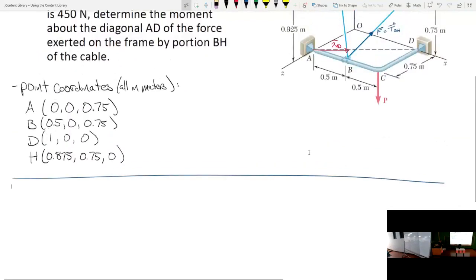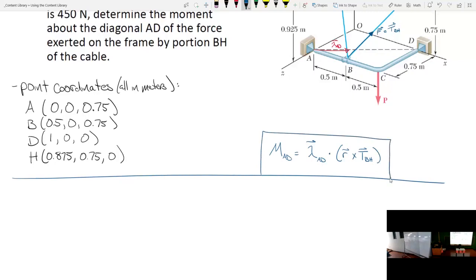So in order to compute a moment about an arbitrary axis, in order to do this calculation, the moment about AD, what we're going to need to do is determine three vectors. We're going to need to determine a lambda vector dotted with R cross F, or in this case, the tension about BH, right? That's our goal.